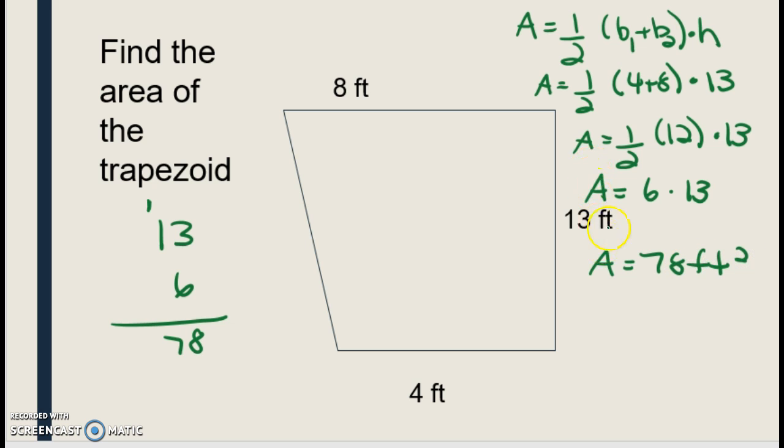In your notebook, you should have these 5 steps that I have. You start with your formula, you plug numbers in, you simplify, and you simplify more, and then finally you arrive at your final answer.